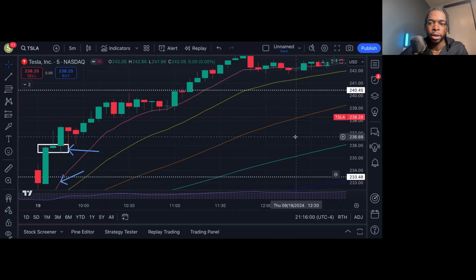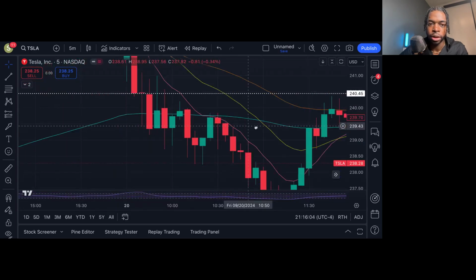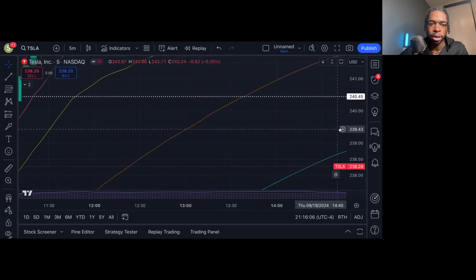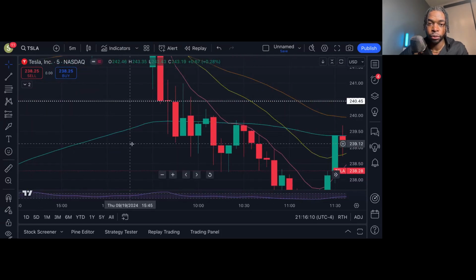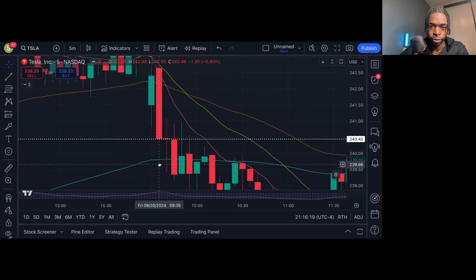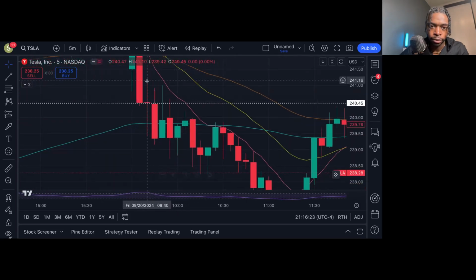Another example of something I was talking about in terms of rejecting on these key levels. Look at this. This level here at 240.45 on Friday the 20th was acting as a resistance level. So what happened? We had a 9/20 crossover to the downside, failed to hold this level. Now, what did I say? If we're below the key level, look for signs of rejection.